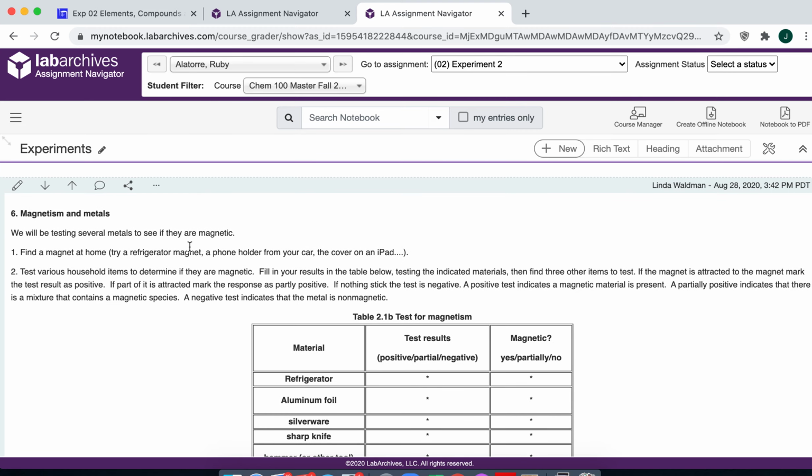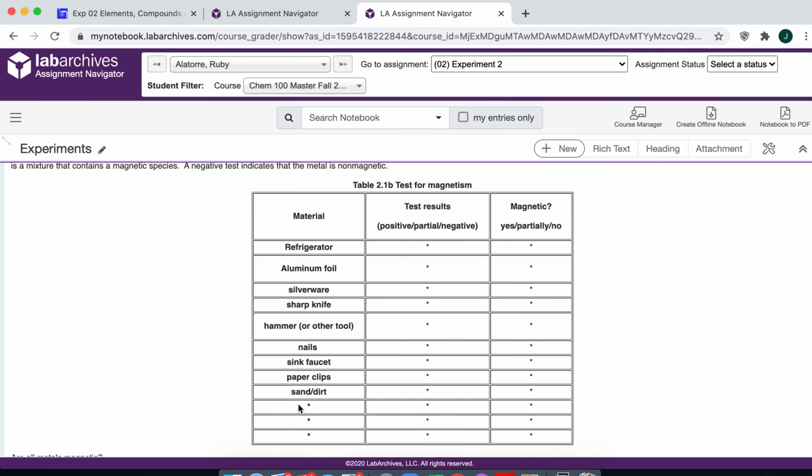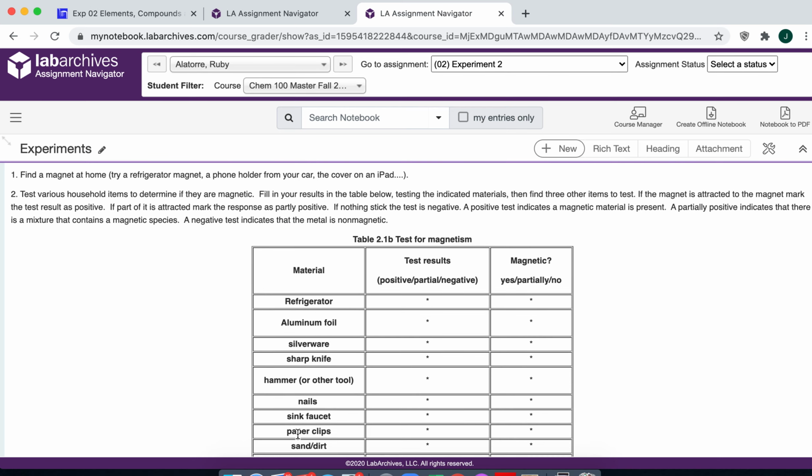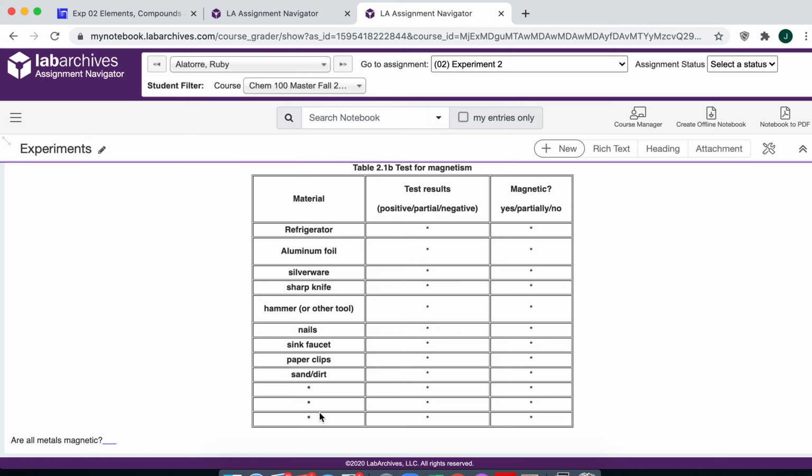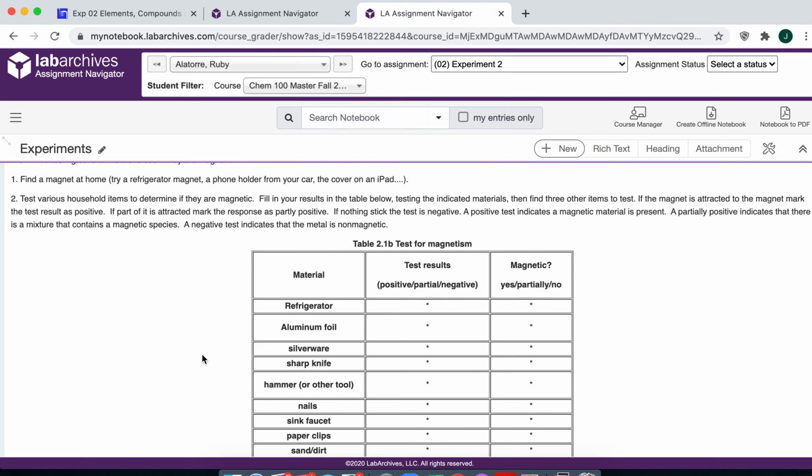And the last part is magnetism and metals. So you're going to use a magnet to test different types of material you can find around the house. You can find different materials that are not listed here. You can put a name here and test if it's attracted to the magnet.